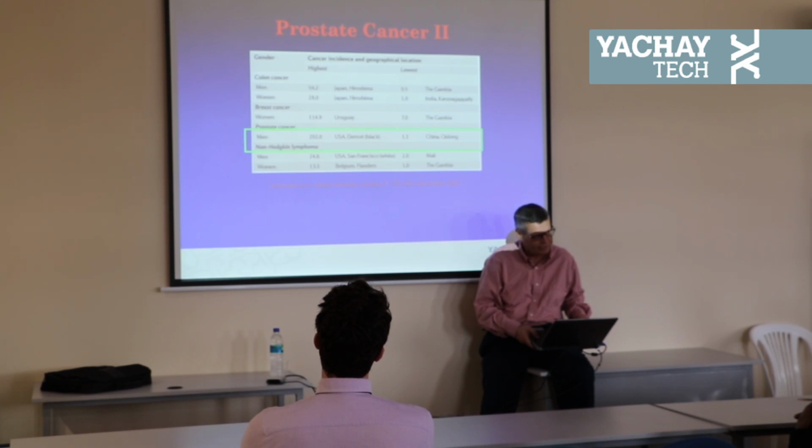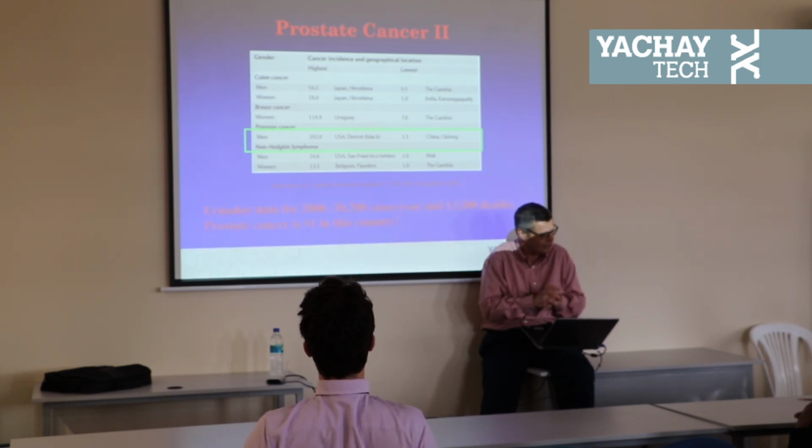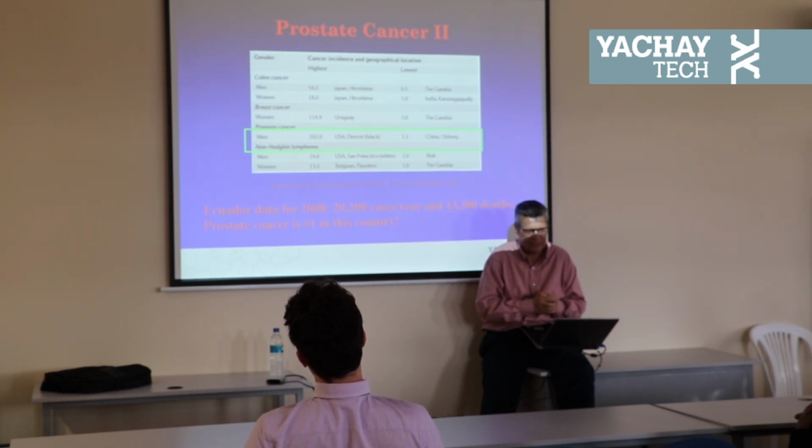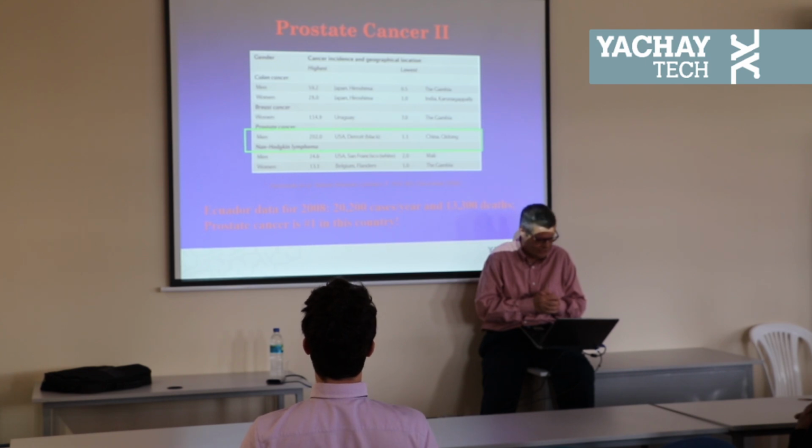I promised you some data from Ecuador. The most recent I could find is from 2008. But the somewhat, to me, shocking data, and I'll explain in a second why it's shocking, is that there's 20,000 cases per year here and 13,000 deaths. So more than half of the men who are diagnosed with prostate cancer die from it.